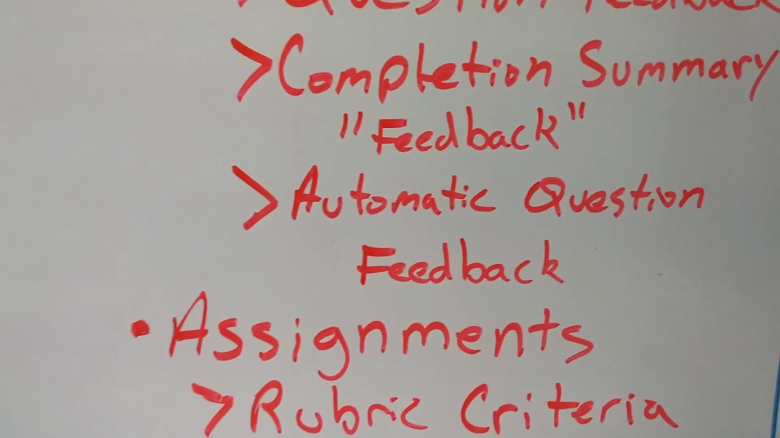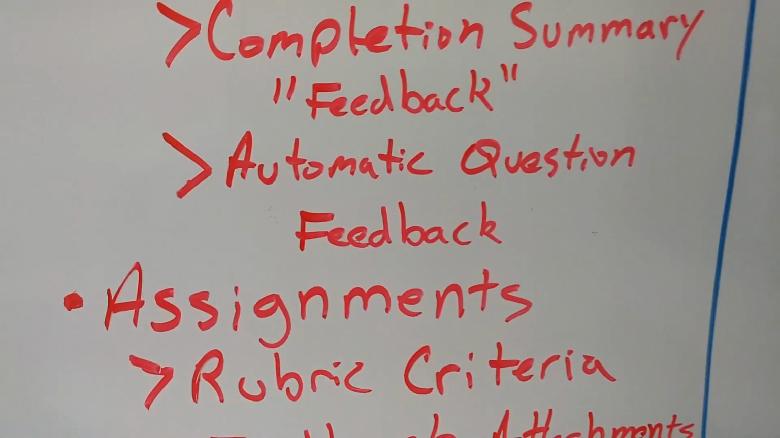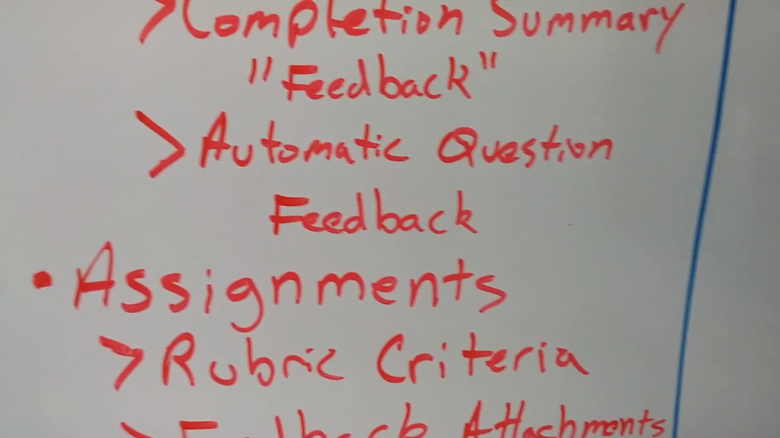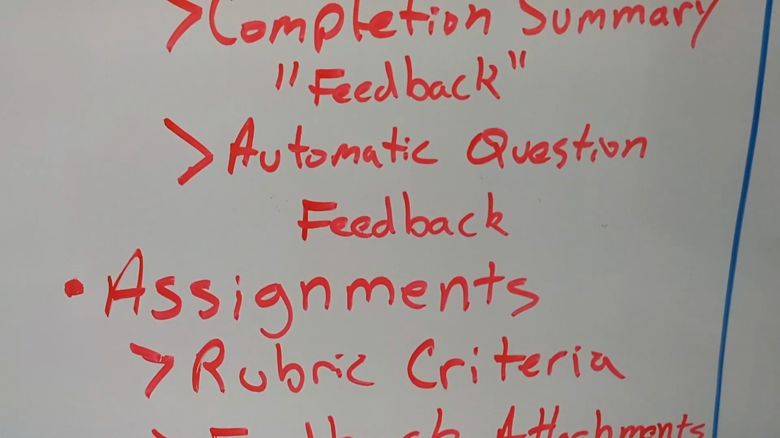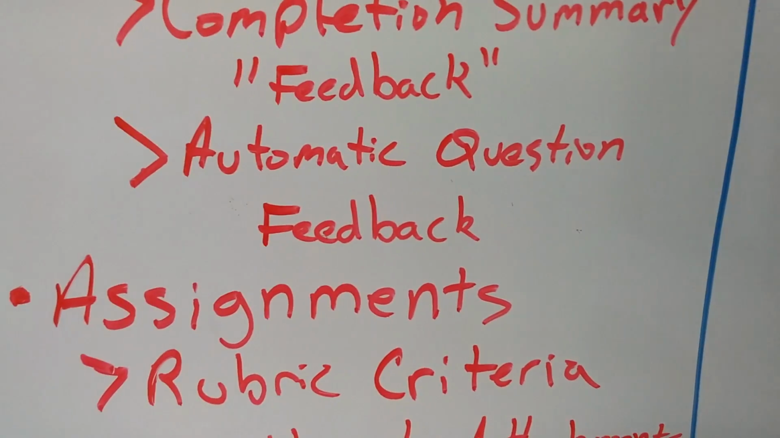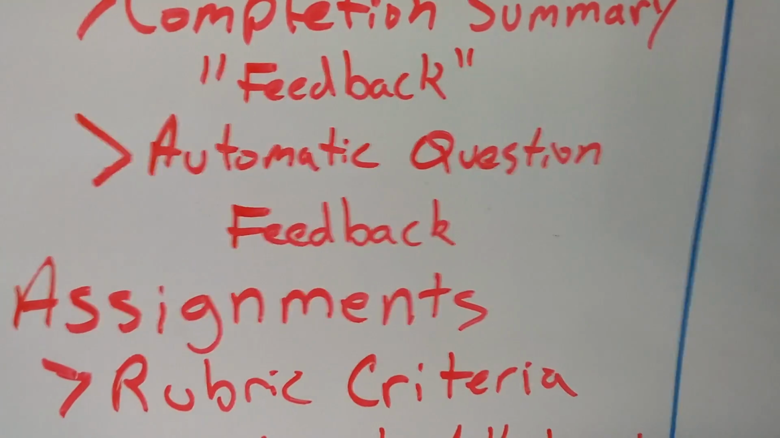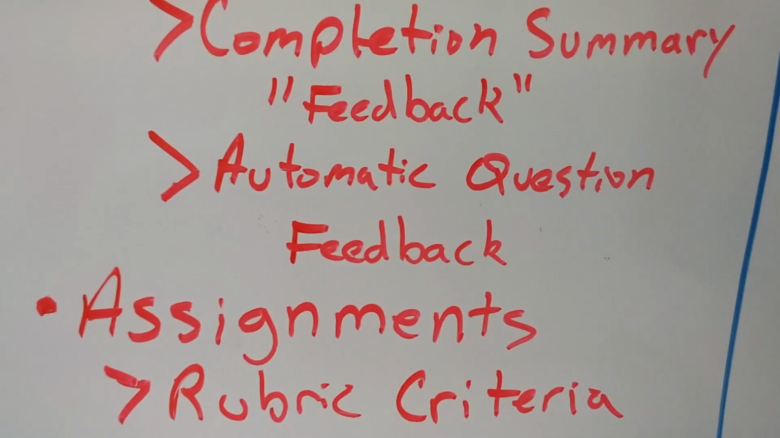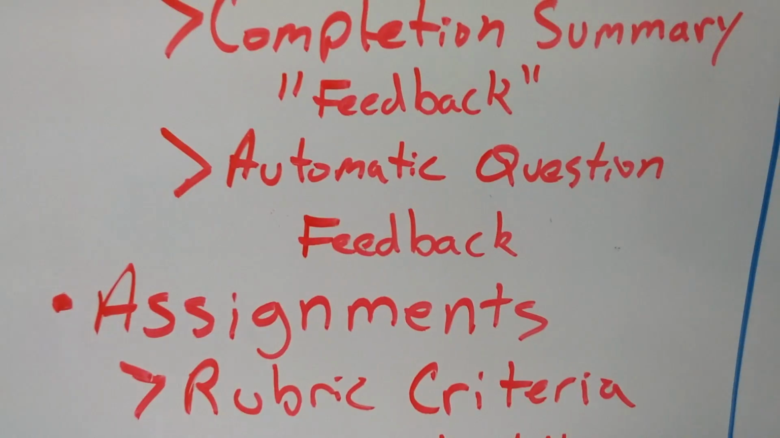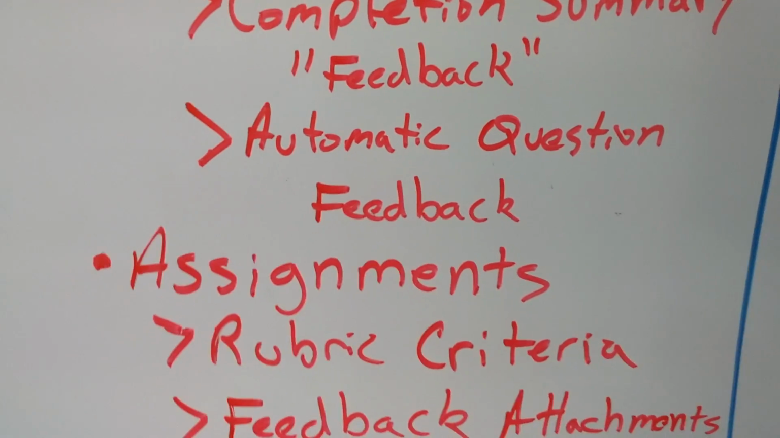Automatic question feedback. Okay, so this is anytime the quiz has automatic feedback built in by the designer. If anytime a student checks B and B is the wrong answer or the right answer, whatever it is, the designer can put in feedback that automatically goes because of the question that was selected.